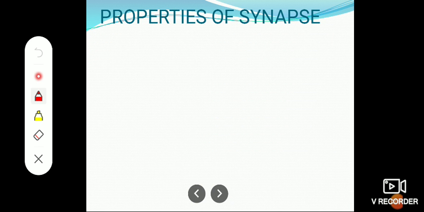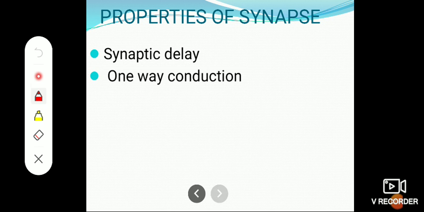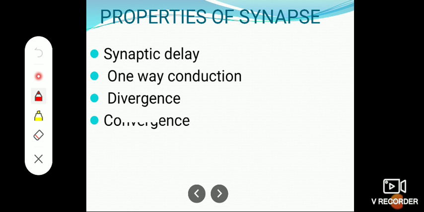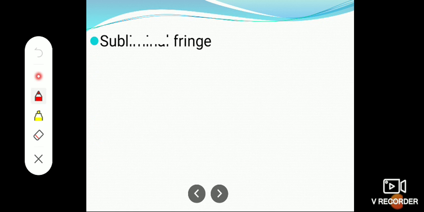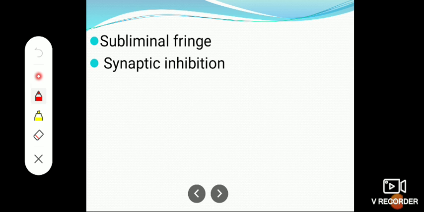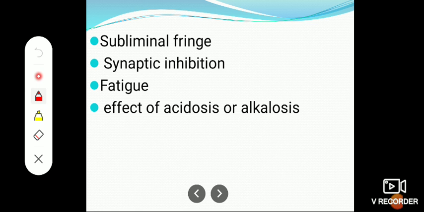Now the properties we just enumerate. The objective of today's talk is the different properties. The first property is synaptic delay, then one-way conduction, divergence, convergence, spatial summation, temporal summation, subliminal fringe, synaptic inhibition, fatigue, effect of acidosis or alkalosis, and effect of hypoxia. So these are the different properties which we'll discuss in today's talk.